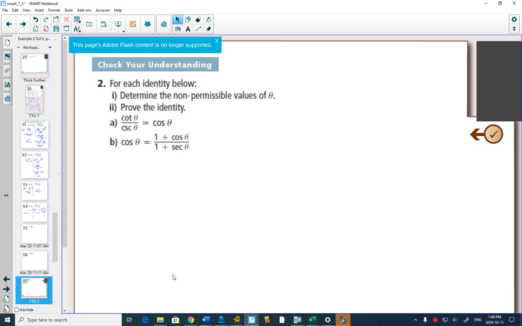We'll do 2i after 2 double I. We'll do the proofs first, then we'll talk about non-permissible values. Again, take out your scrap piece of paper. Prove A and prove B.